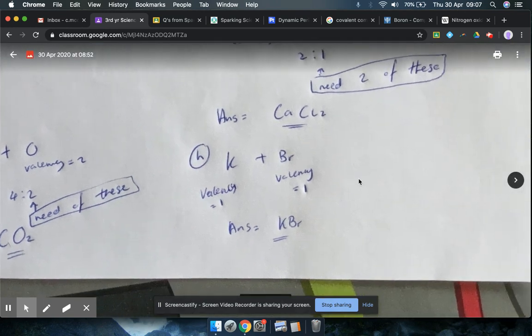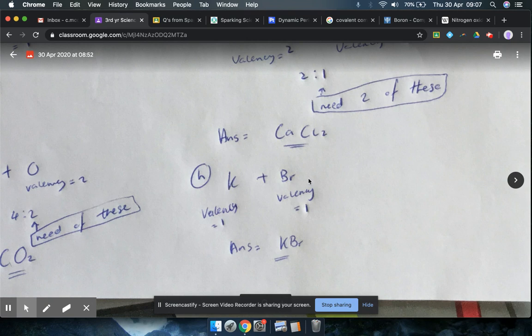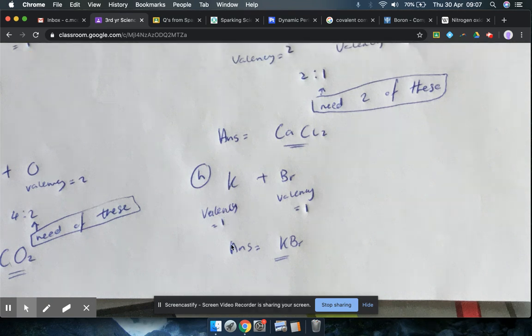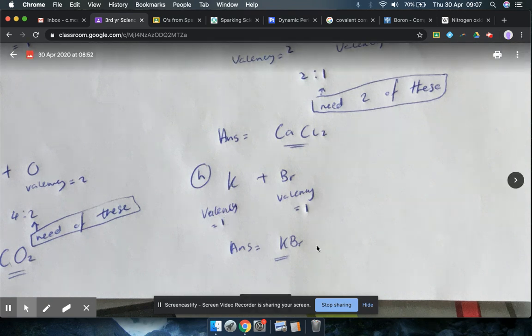That leads us on to H, and this one's straightforward, K plus Br. Valency is 1 in both cases, so therefore it bonds to create KBr.